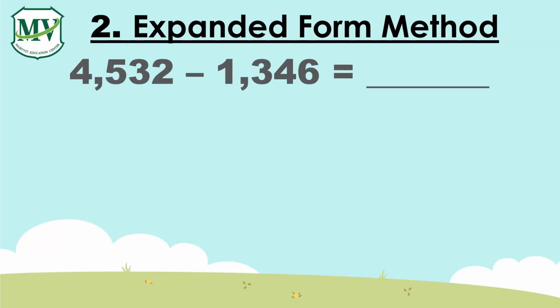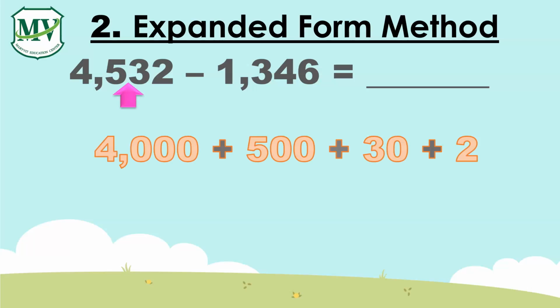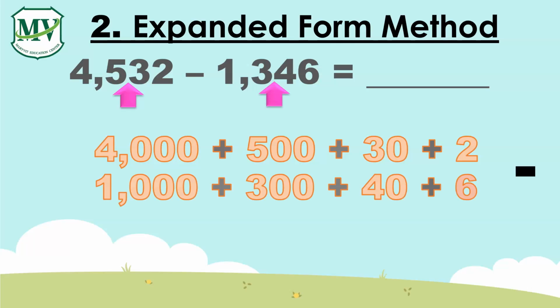Another way of subtracting numbers is using expanded form method. 4,532 minus 1,346. Let's write first the expanded form of each number. We start with 4,000 plus 500 plus 30 plus 2 minus 1,000 plus 300 plus 40 plus 6.